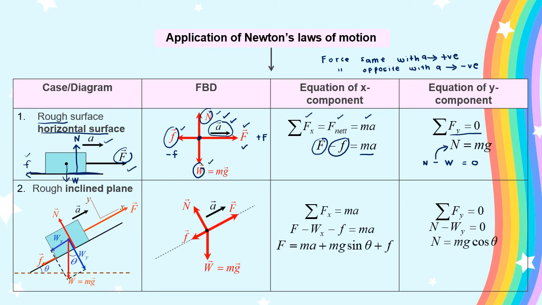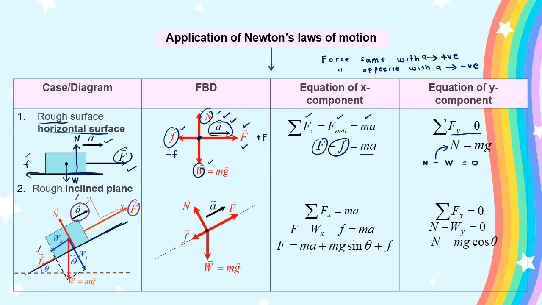Okay, the second case is the rough inclined plane. Parallel to the inclined plane is the x-axis, and perpendicular to the inclined plane is the y-axis. Let's say an external force is in this direction. So this is the direction of motion, which is the same direction as the external force. The frictional force is opposite direction to the motion.